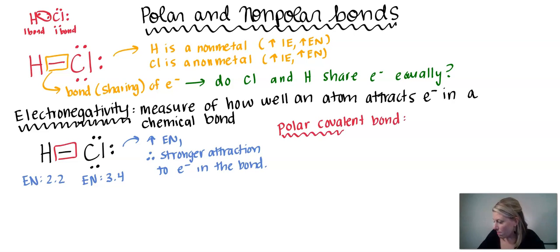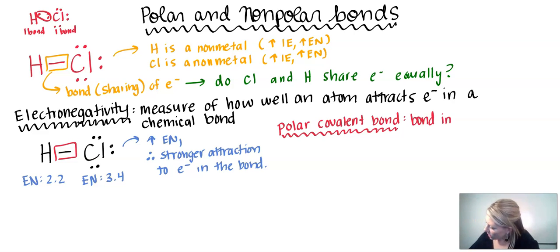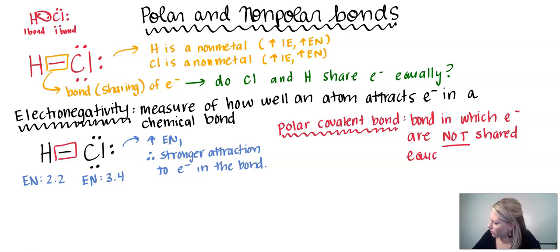Now, where does that term polar come from? Well, think about where you've heard poles before, okay? So we've heard of poles like North and South Pole, or the poles of a magnet, so positive and negative. And so that idea of pole is creating two separate sides, and this is a bond that has an unequal sharing of electrons, okay? So this is going to be a bond in which electrons are not shared equally. And we'll talk about the implications of that in just a moment.